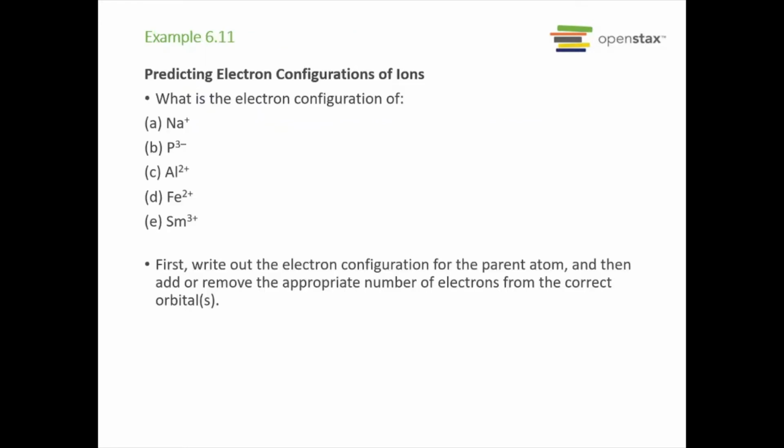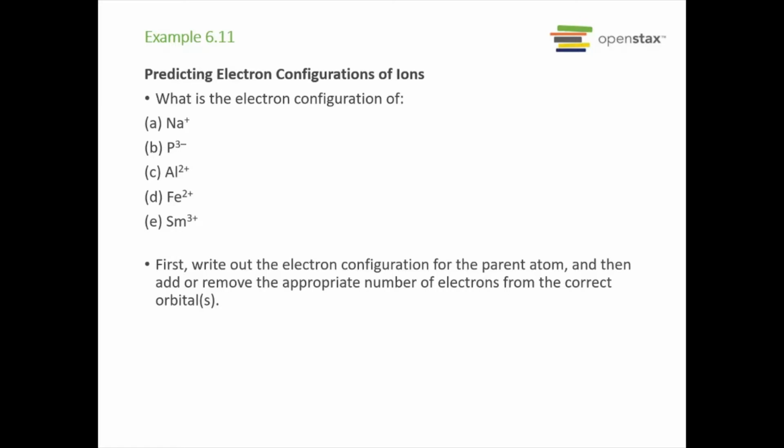So let's look at some examples to predict some electron configurations. We want to figure them out for sodium +1, phosphorus -3, aluminum 2+, Fe 2+, and Sm 3+. What we should do first is write out the electron configurations of the non-ionized atom, and then we're going to take electrons off to do the ionization. So let's write the electron configurations of the unionized atoms first.